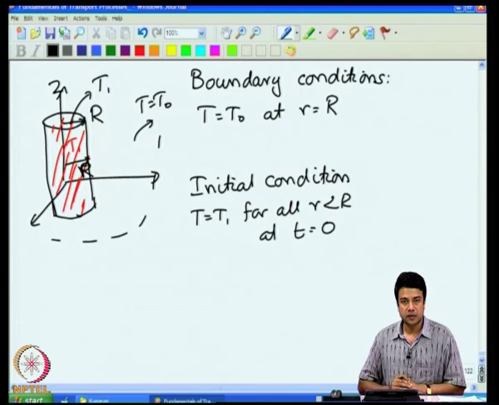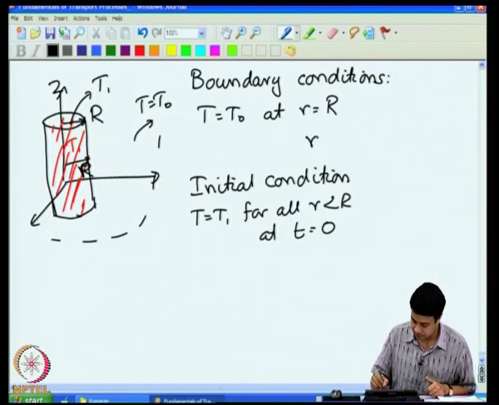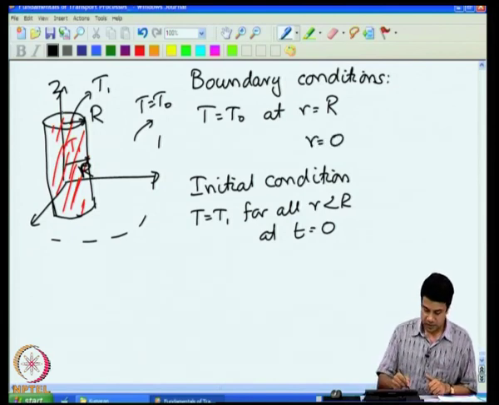What about the other boundary condition? I have a second order differential equation in the radial coordinate. So, I should have another boundary in the radial coordinate. This is going to be a common feature when we deal with curvilinear coordinate systems. Because the other boundary should be at r is equal to 0, at the central axis itself.